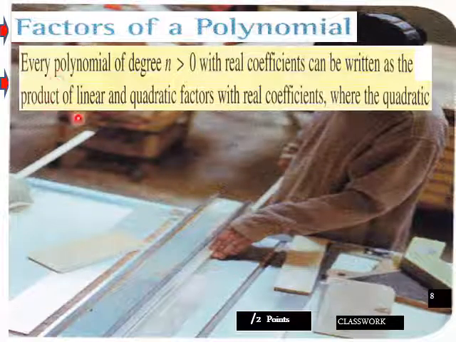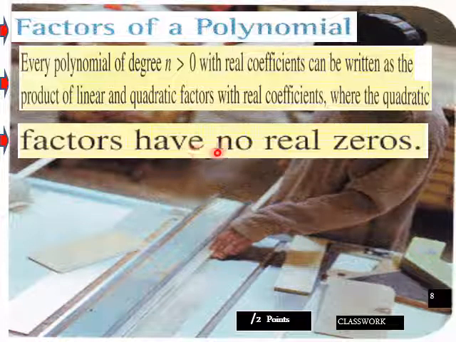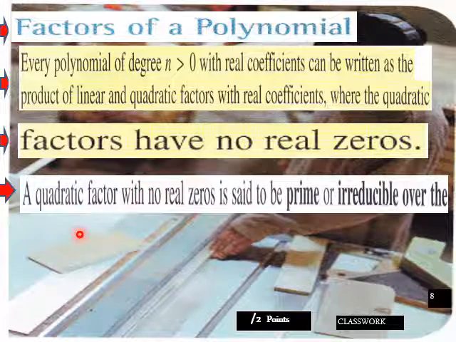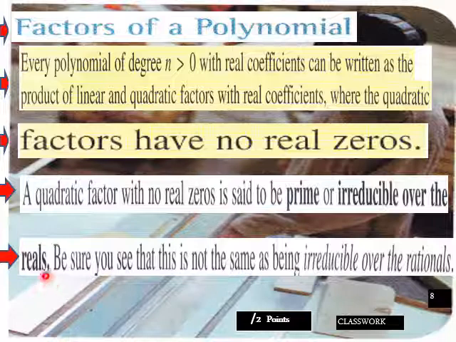Factors of a polynomial. Every polynomial of degree n greater than 0 with real coefficients can be written as the product of linear and quadratic factors with real coefficients, where the quadratic factors have no real zeros. So a quadratic factor with no real zero is said to be prime or irreducible over the reals. Be sure you see that this is not the same as being irreducible over the rationals. So there's a difference between rational numbers and real numbers.